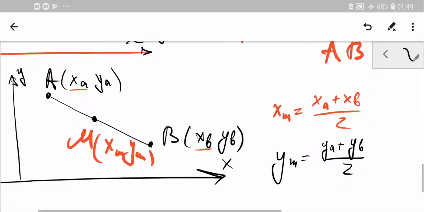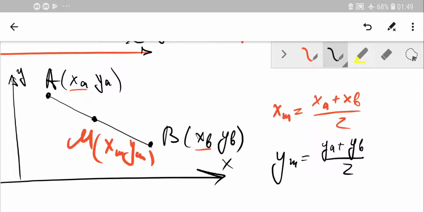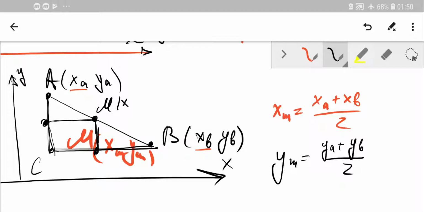If some people want a proof of why that is, just have a look here. If you again put in 2 lines, so you build up a triangle, you understand that this midpoint and this horizontal line will intersect segment AC at the midpoint of segment AC, so it's here. And you can say the same about segment BC. So the x midpoints and y midpoints.